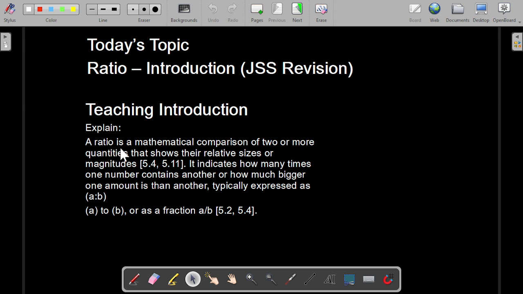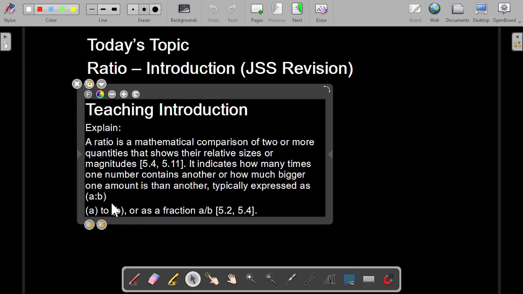And then look at it. I'm going to explain. A ratio is a mathematical comparison of two or more quantities that shows their relative size or magnitude. It indicates how many times one number contains another, or how much bigger one amount is than another, typically expressed as A ratio B. So ratios are used to compare quantities.